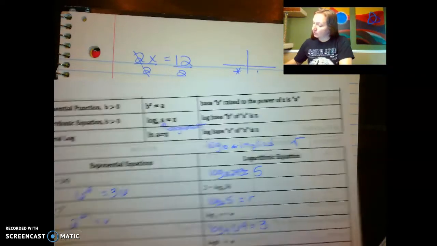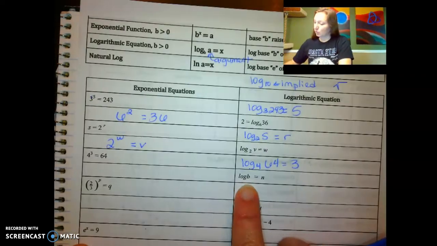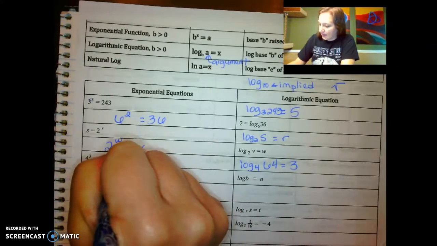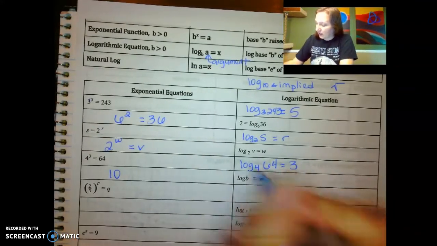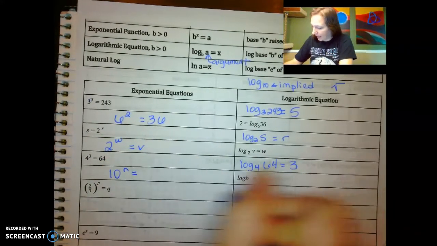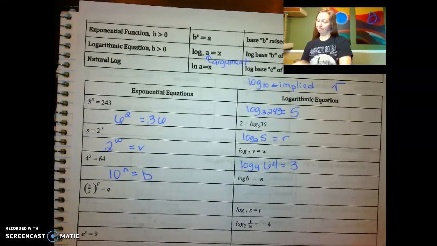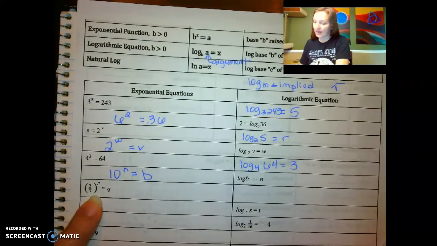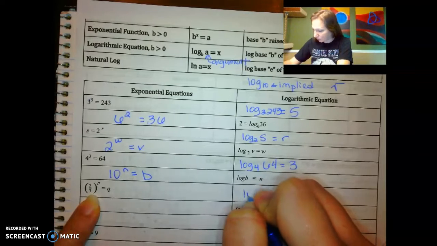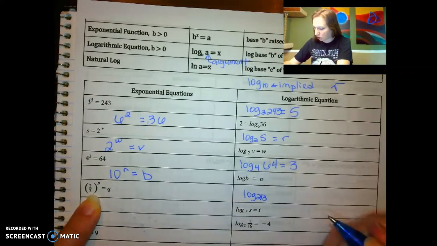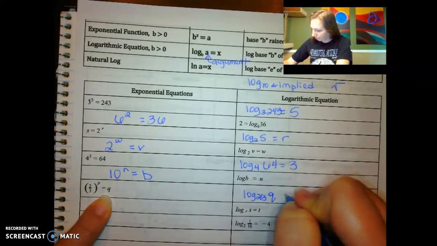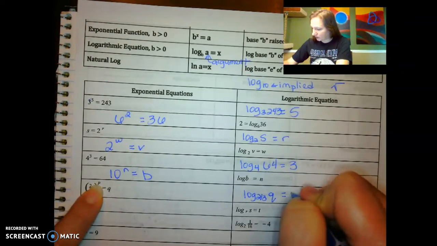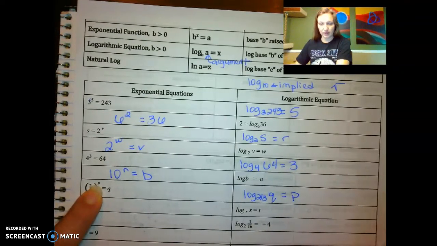So when I want to rearrange this problem right here, when there's no base, I know that 10 is what is implied. It equals the exponent, and b is going to be what it equals. All right, so again, this one is just to rearrange like we've been doing. Base of the exponent is going to become the base of the log, and the exponent is what we are solving for when we rearrange it.